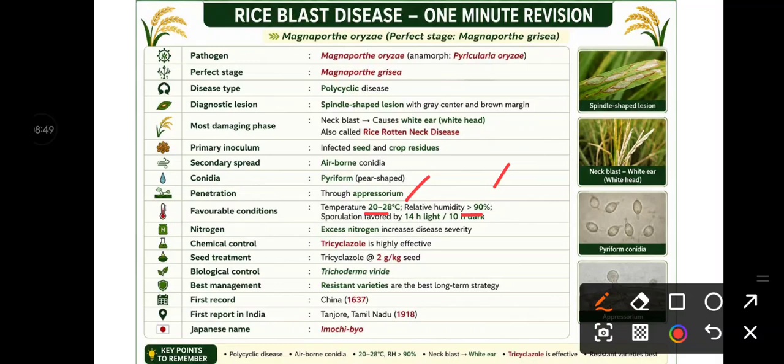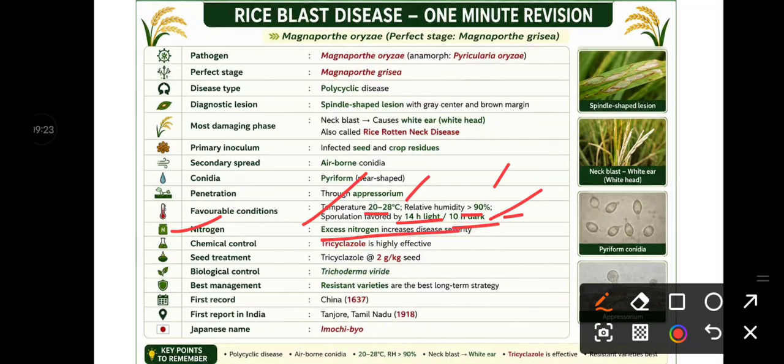And then another most important thing: for sporulation, 14 hours of light and 10 hours of darkness is necessary. See, this question was already asked in the 2025 ARS NET exam. Okay, so remember this. For sporulation of the rice blast pathogen, 14 hours of light and 10 hours of darkness is necessary. Then about nitrogen application, excess nitrogen favors disease severity.